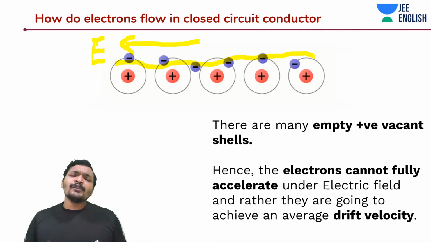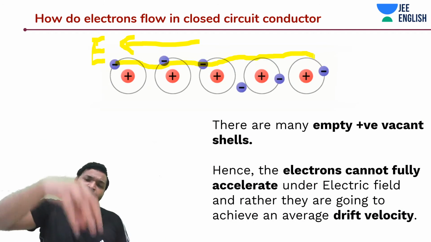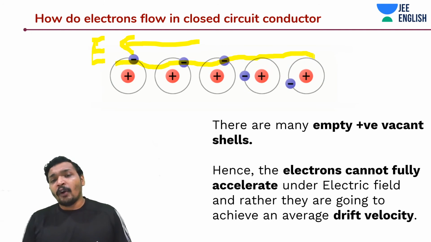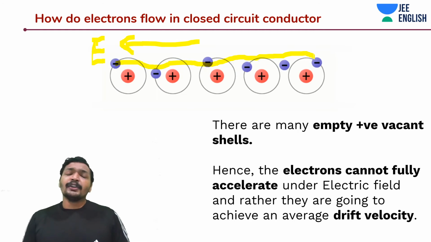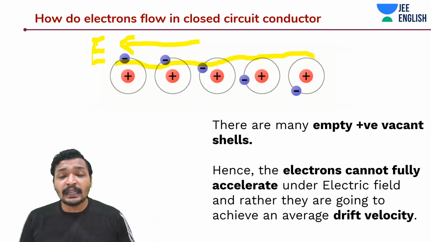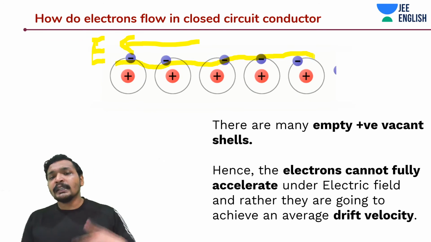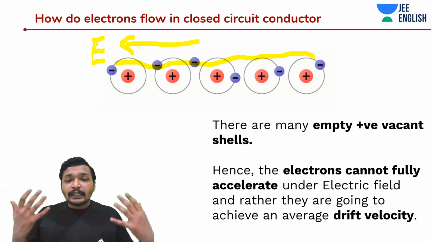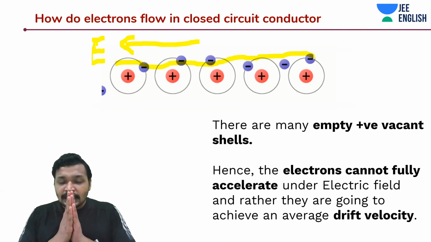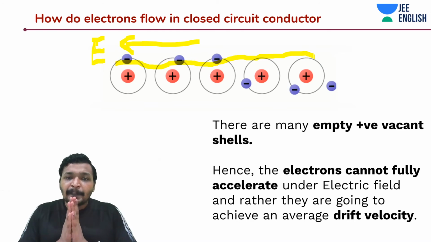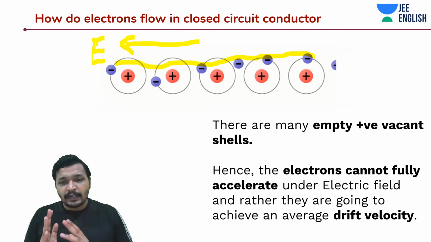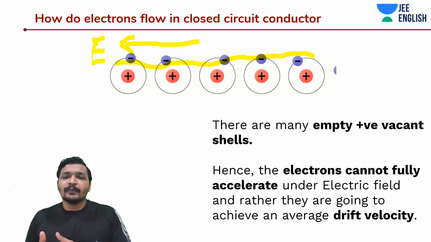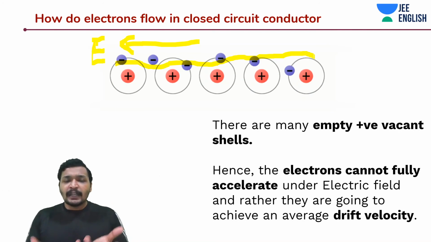And just like when you drop an object from a specific height, it attains a terminal velocity. An object dropped from a very large height, due to the air viscosity, attains a terminal velocity. Similarly, in this case, it is going to attain a drift velocity. Here, the velocity is varying with time, even though you are applying the potential, but we are taking it as an average.